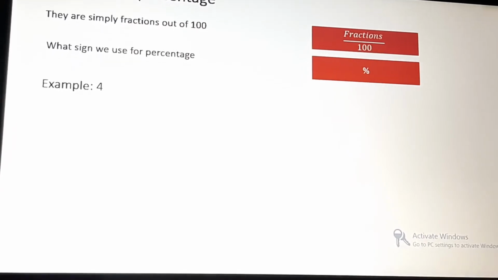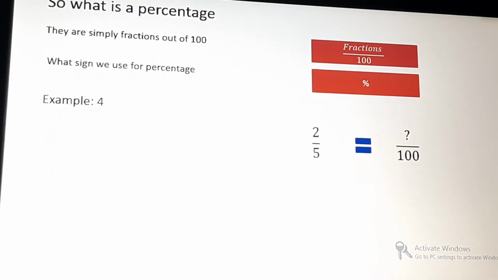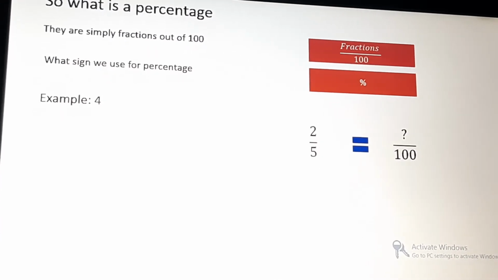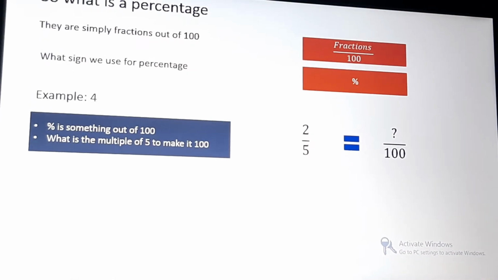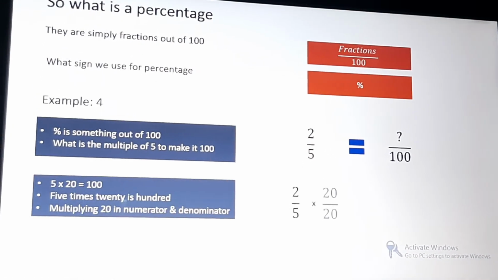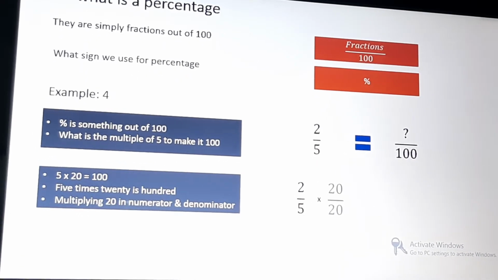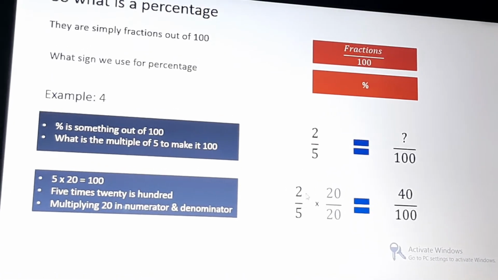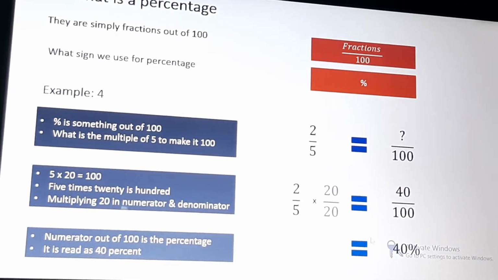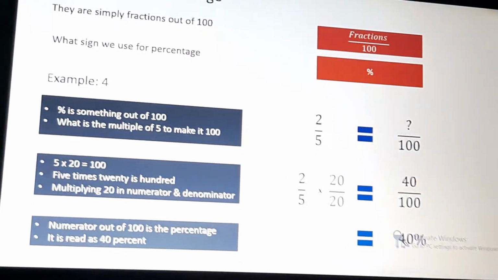Let's do another example. 2/5 can be calculated. So 5 is multiplied by 20 to give you 100. The same 20 will be multiplied here with the 2 to give you 40/100. And numerator out of the 100 is a percentage, so we can read it as 40%.